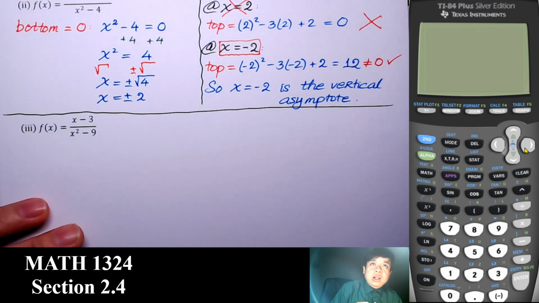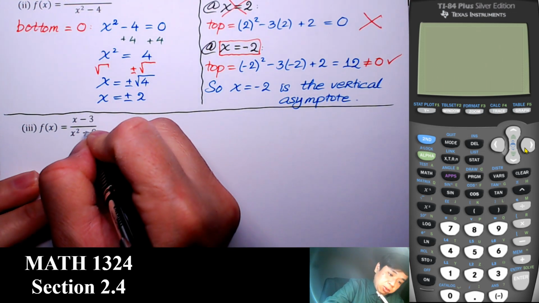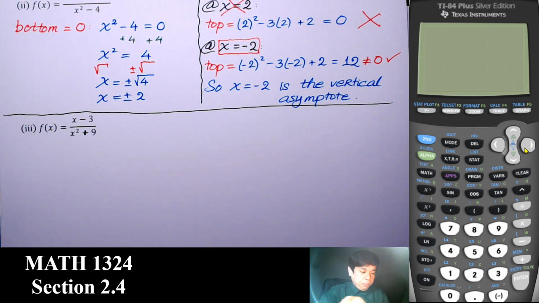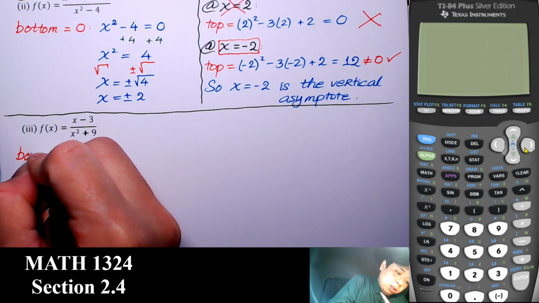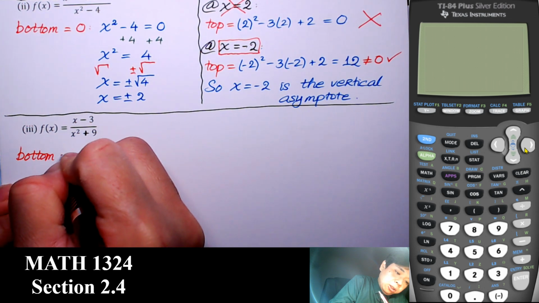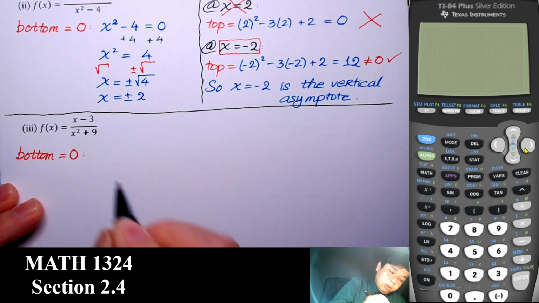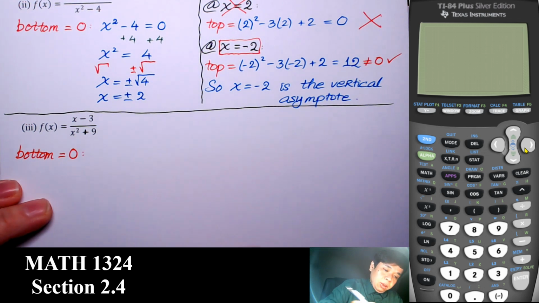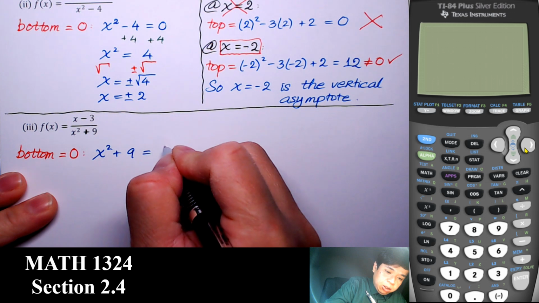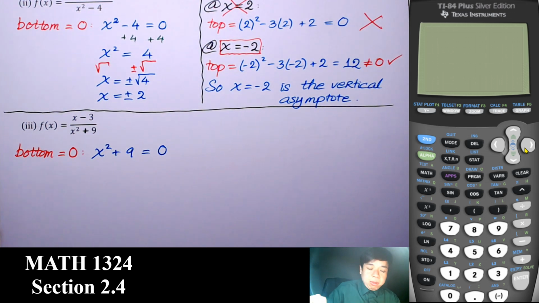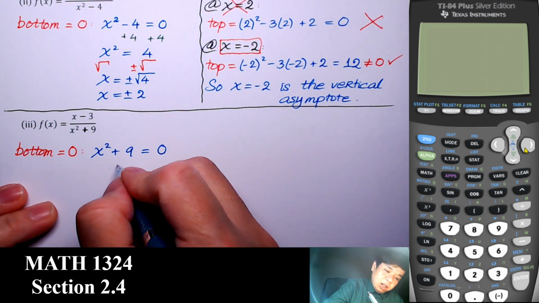Next we have this one. I want to make one tiny adjustment. Let's change that to a plus. Now we start again. Bottom equal to 0. So x squared plus 9 equal to 0. So minus 9.